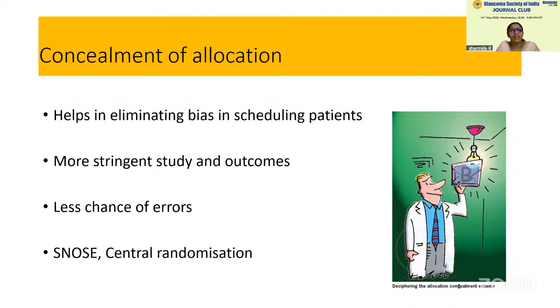Allocation concealment is done by SNOSE, which is a sequential, numbered, opaque, sealed envelope technique of concealing the allocation. Or it could be a central allocation by a central randomization, wherein the group doing this allocation has no idea about the study or the type of outcomes that are going to be there. They just randomly have a central allocation where they have numbering, and then these are given to the study team to implement it.